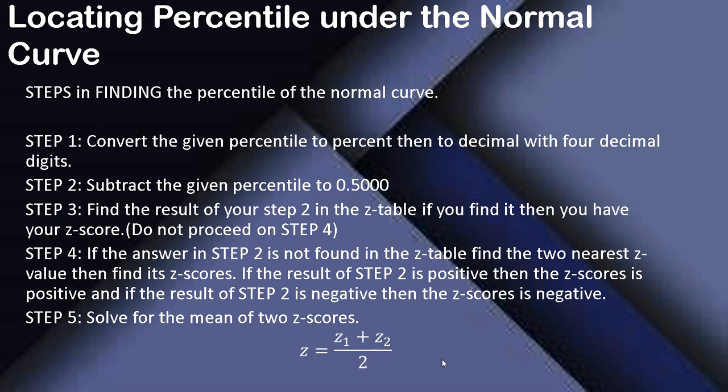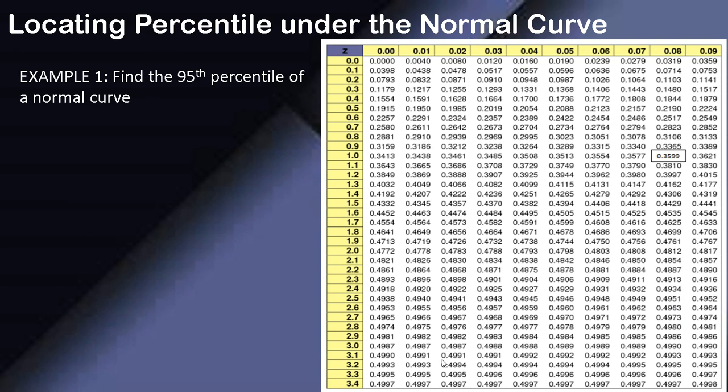These are the restrictions of step 4. If the result of step 2 is positive, then the Z score is positive. And if the result of step 2 is negative, then the Z score is negative. So, solve for the mean of the two scores, kung ito ay wala sa Z table. Okay? So, let's begin. Find the 95th percentile of the normal curve.